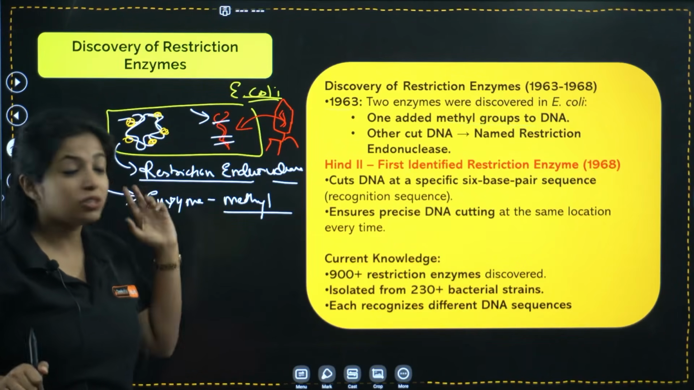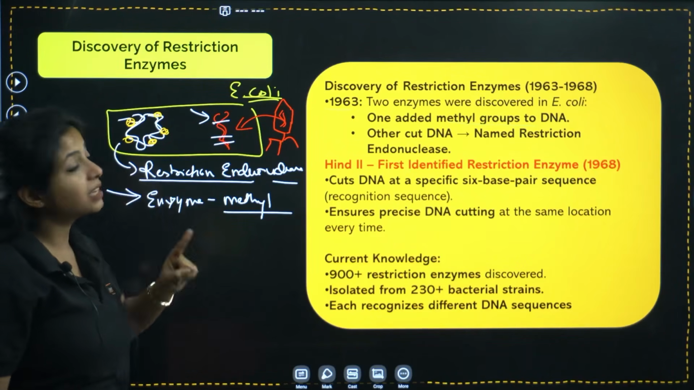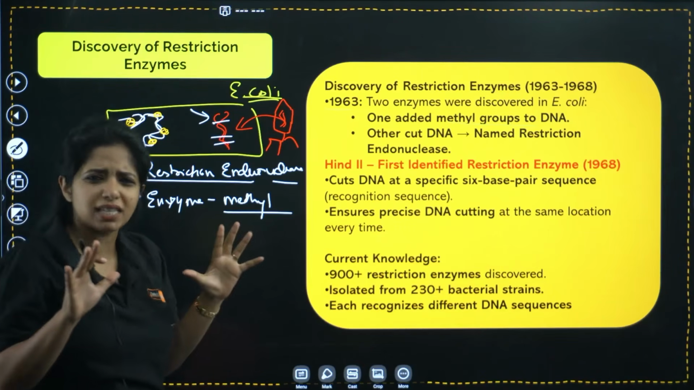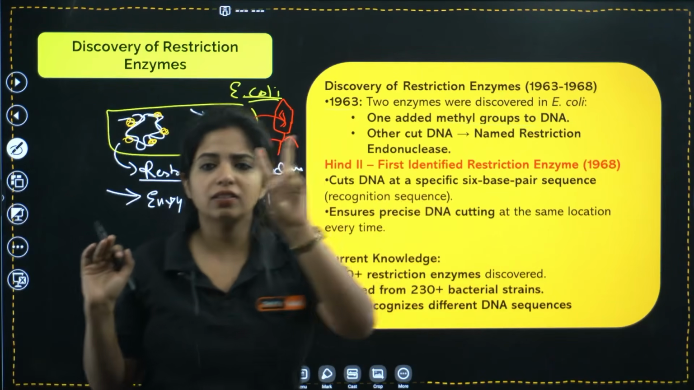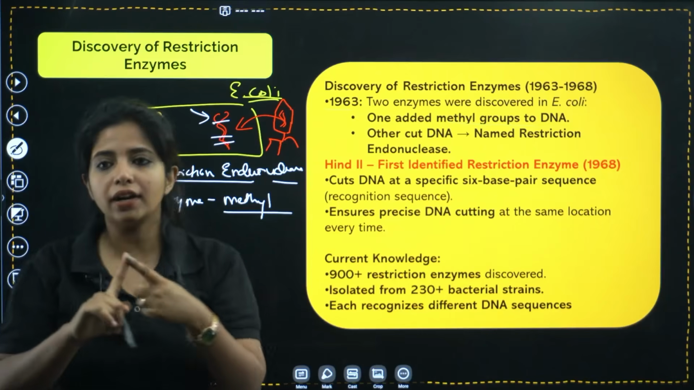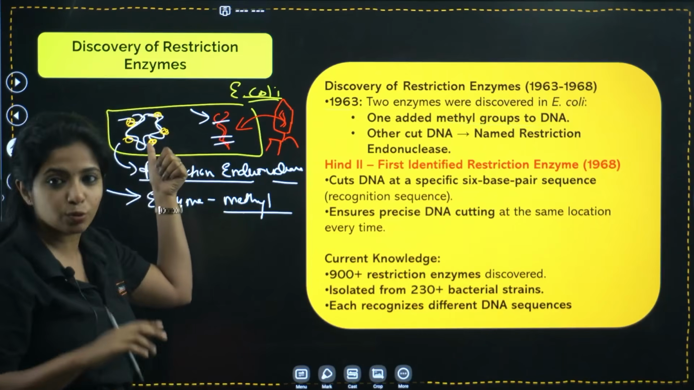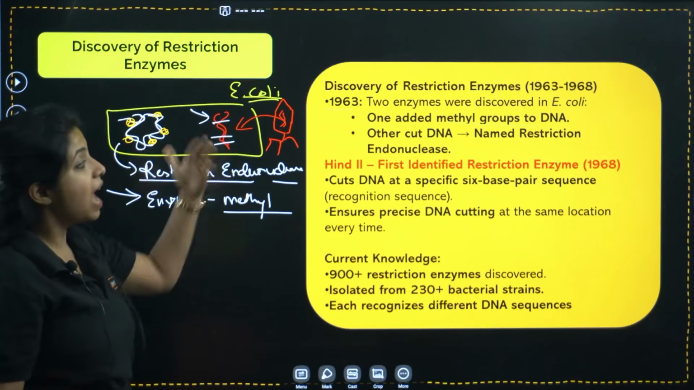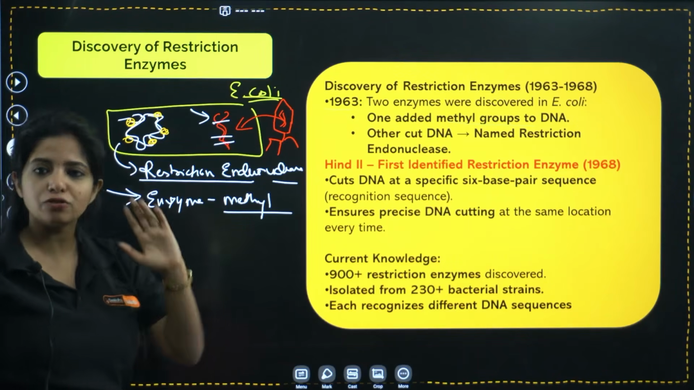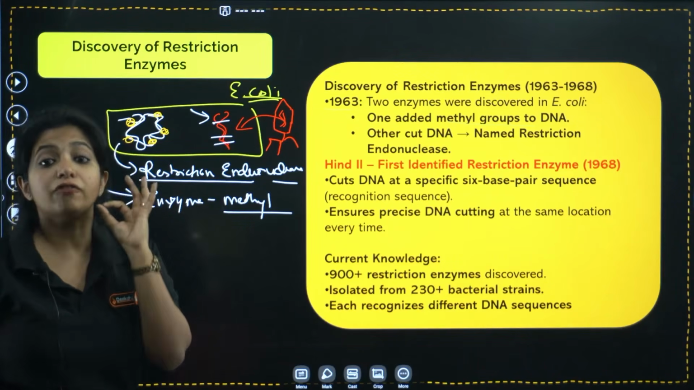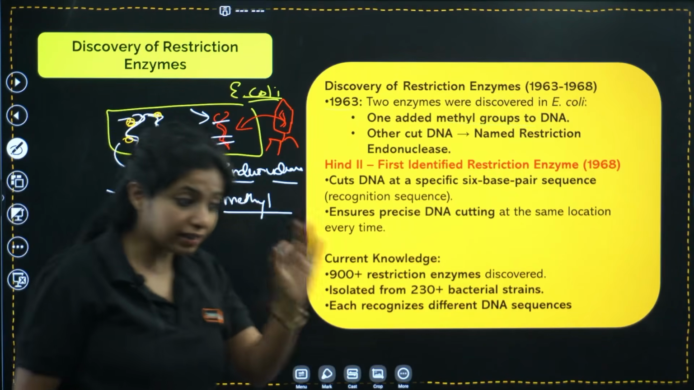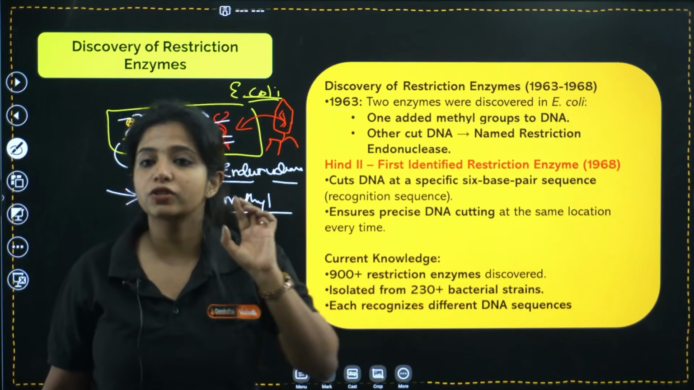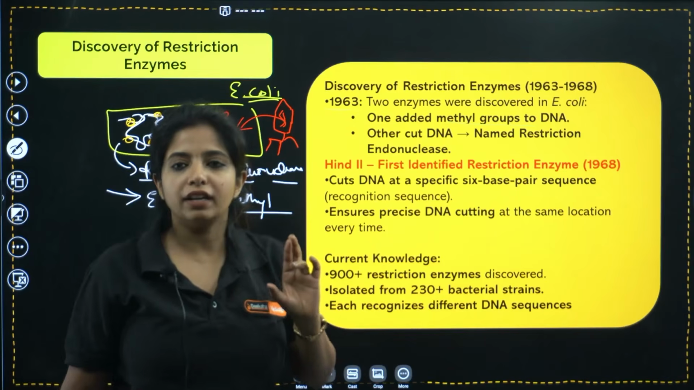You get it? So this was discovered in the year 1963. The names of the enzymes were not known, just that two things were there. One added a methyl group to the DNA, because it wanted to protect the DNA from its own defense mechanism, and the other cut the DNA, and you call them restriction endonucleases. For the first time, with a name, a restriction endonuclease was discovered, my dear children, HindII.